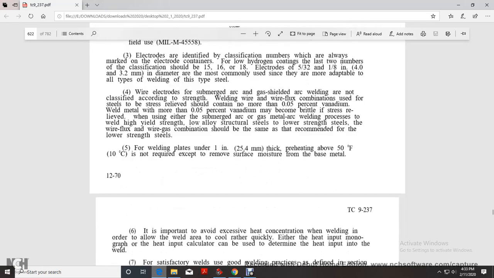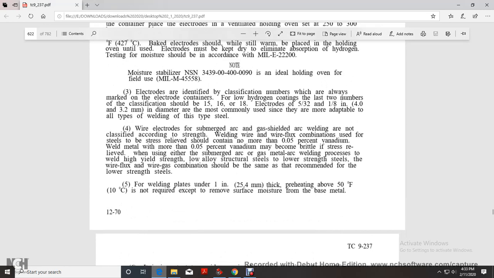Testing measures should follow the mill specification. Note: a moisture stabilizer is ideal as a holding oven for field use. Electrodes are identified by the classification number, which is always marked on the electrode. Low hydrogen coatings are indicated by the last two numbers of the classification: 15, 16, and 18.